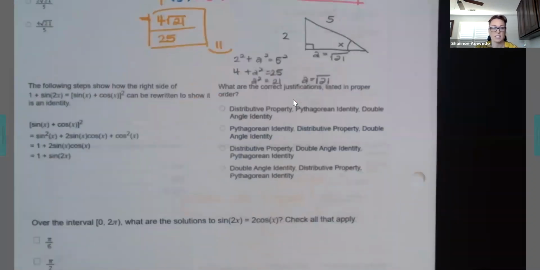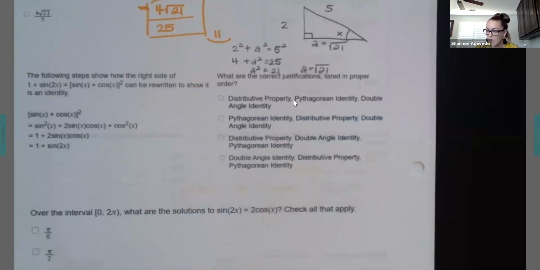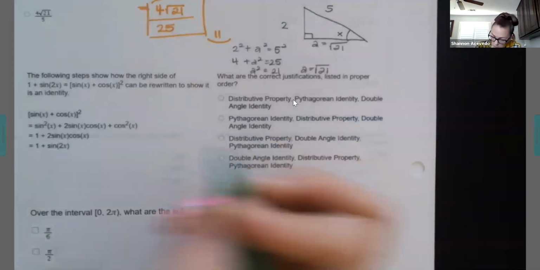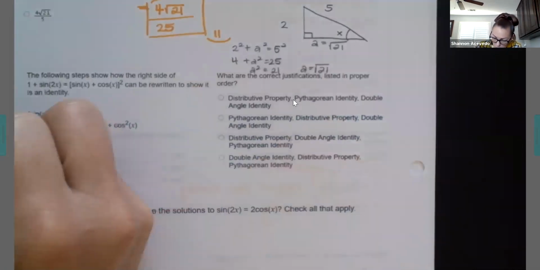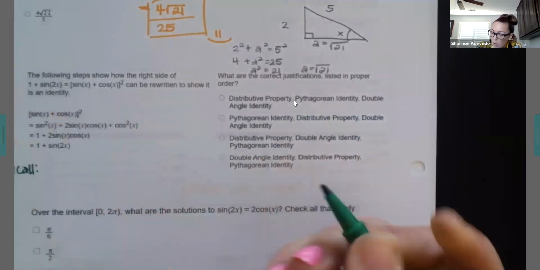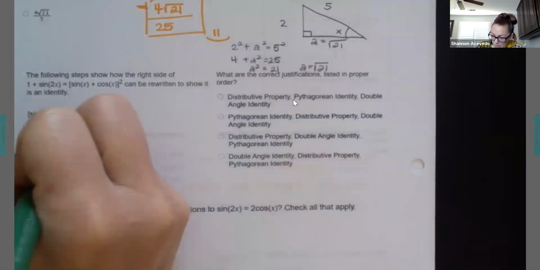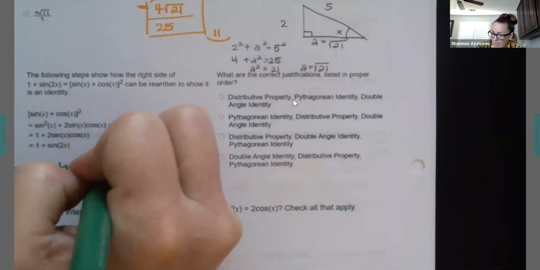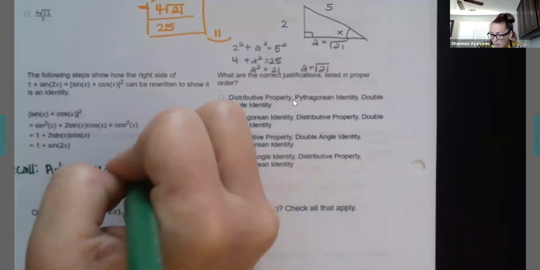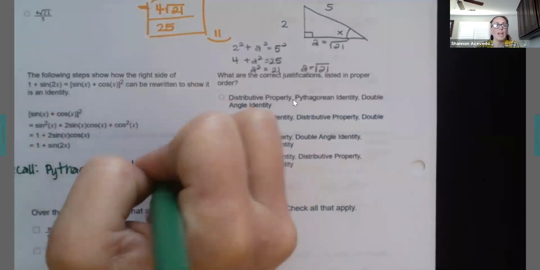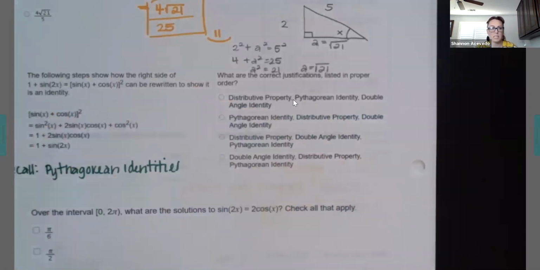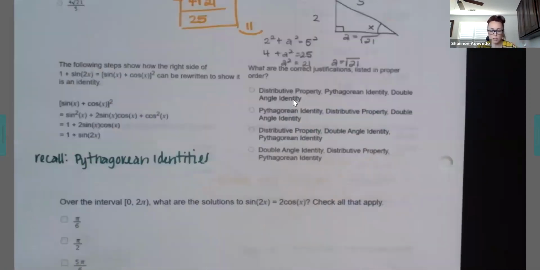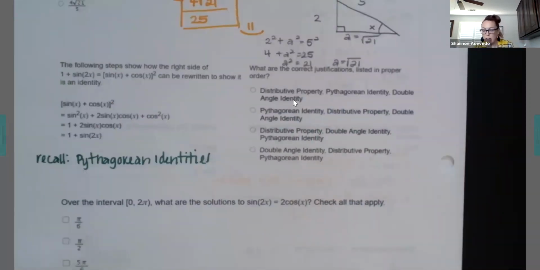All right, so my next one. Before I get started on this one, I want to recall a couple things. So prior knowledge. I just want to go over your Pythagorean identities for your trig. So we know a squared plus b squared is equal to c squared. That's a Pythagorean identity, yes. But what about for trig? So what were those values?